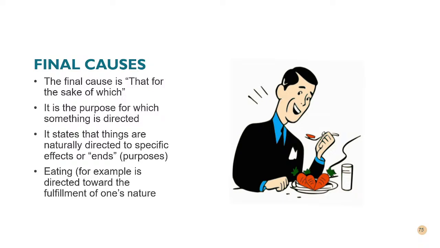And likewise, final cause is that for the sake of which, the purpose for which something is directed. It states that things are naturally directed to specific effects or ends. For example, eating is directed towards the fulfillment of one's nature. This is where the natural law falls in, namely that we ought to do things that fulfill our nature, such as eat and exercise, but also practice the virtues. And vice or evil is that which frustrates a nature. So lack of eating, and definitely this is true of a lot of sexual morals. If something is not within the purpose of what the sexual act is meant for, namely the procreation of a male and female, in the sacrament of matrimony for the purpose of procreation.